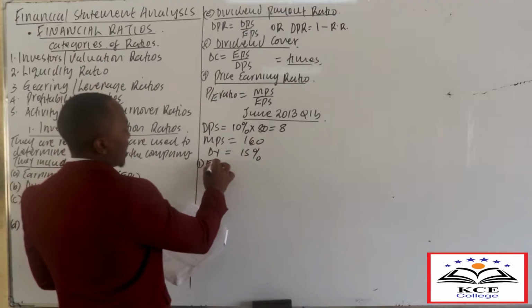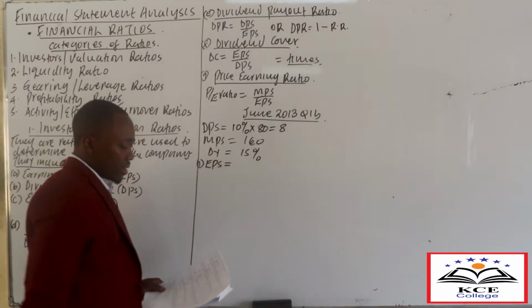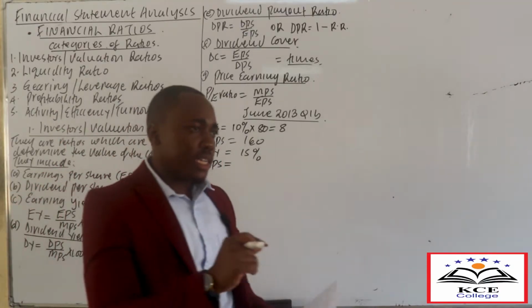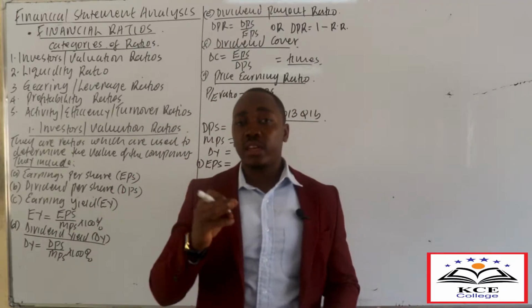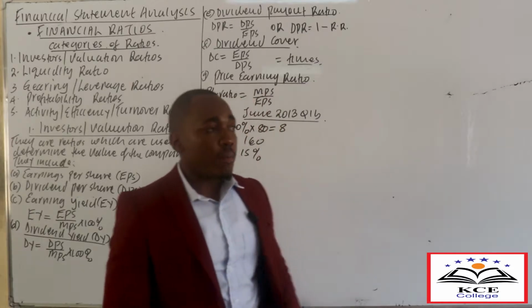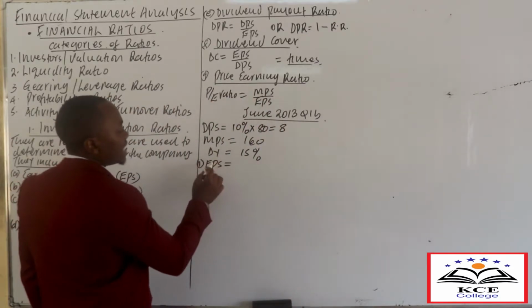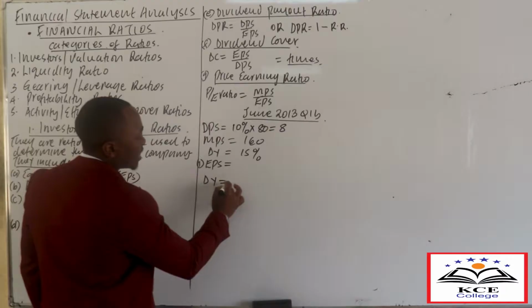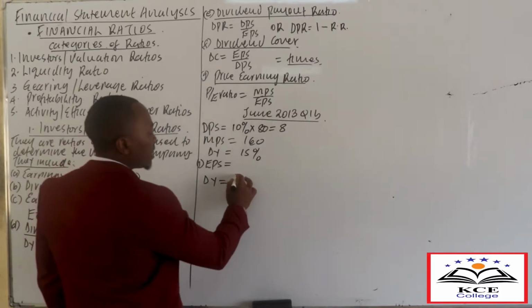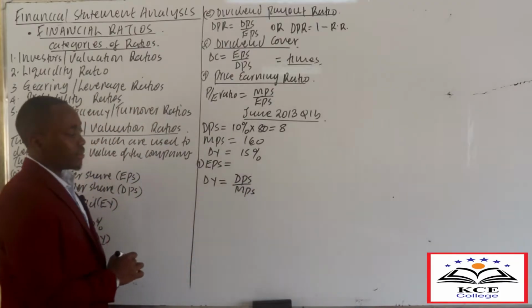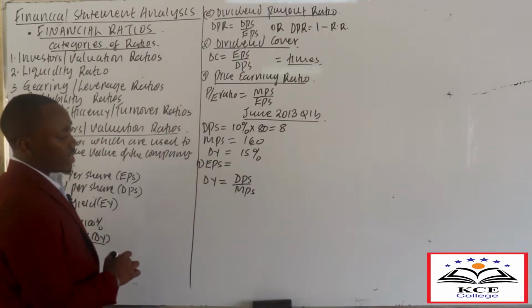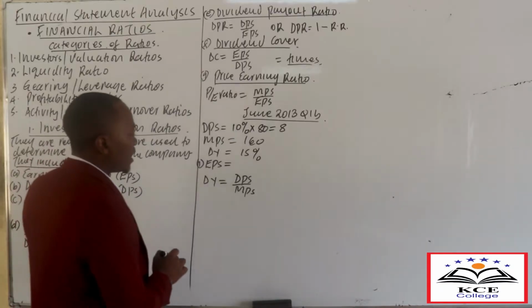So how do we get the earnings per share? Earnings per share is the total earnings divided by the number of shares. In this case, we are not given the total earnings or the number of shares, but we are given the dividend yield. How do we get the dividend yield? You take the dividend per share and divide by the market price per share.